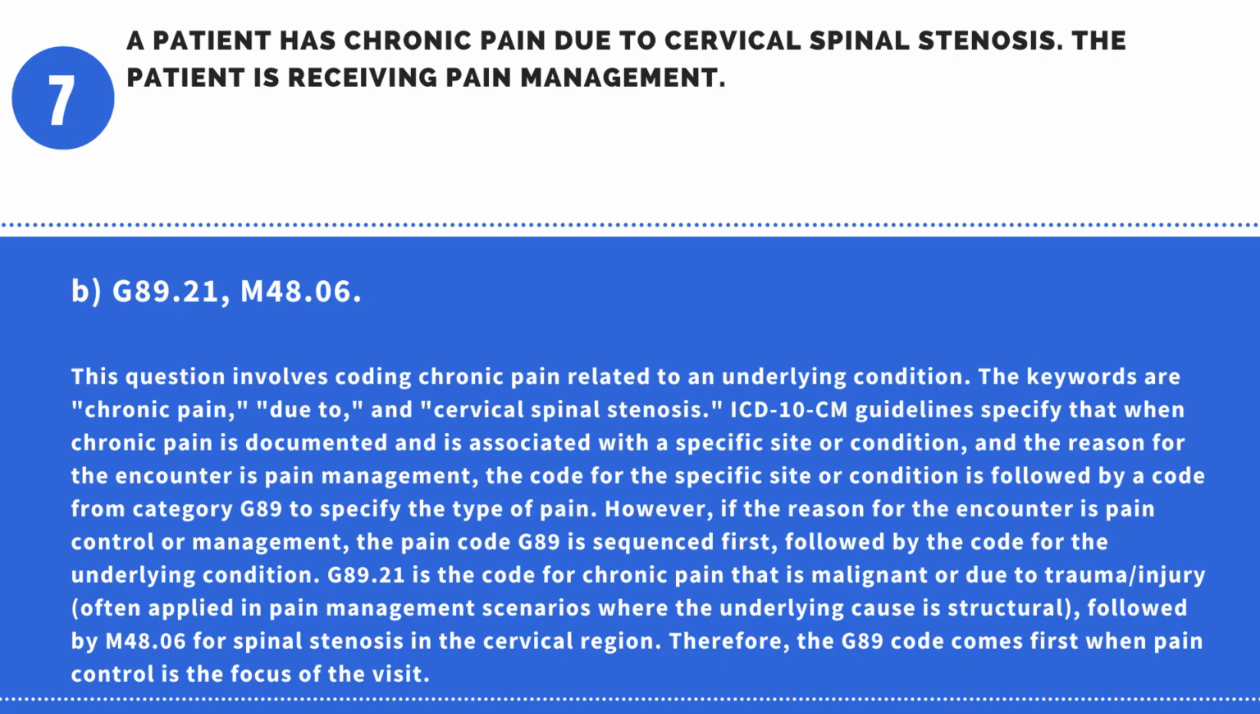G89.21 is the code for chronic pain that is malignant or due to trauma/injury, often applied in pain management scenarios where the underlying cause is structural, followed by M48.06 for spinal stenosis in the cervical region. Therefore, the G89 code comes first when pain control is the focus of the visit.